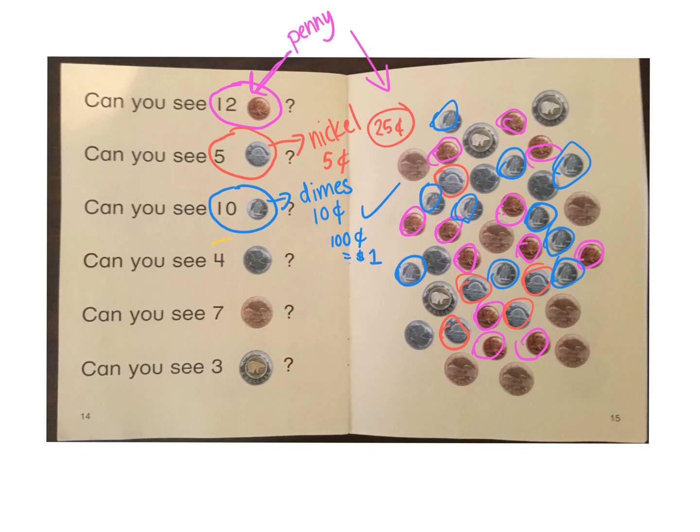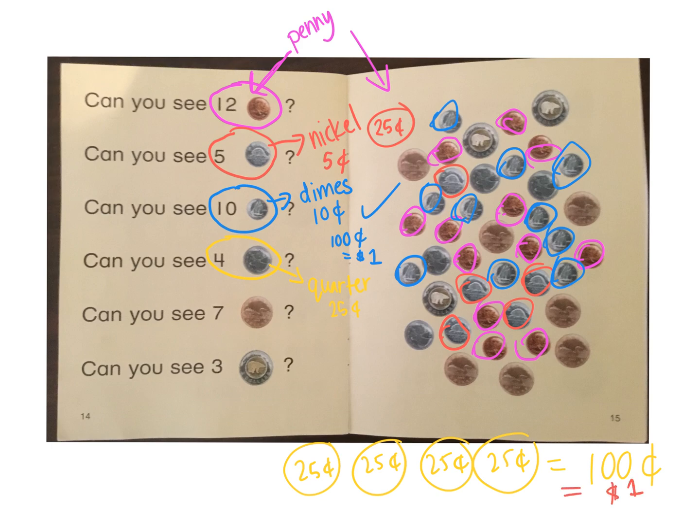Okay, so now we're going to see if we can find 4. What's the name of this coin? Quarter. And how much is a quarter worth? How many cents? 25 cents. Okay, if you have 4 quarters, how many cents do you have altogether? You have 25 cents. 100. Good. Plus 25 cents, plus 25 cents, plus 25 cents equals 100 what? Cents. And what does that equal to in dollars? $1. It's the same thing. 1 loonie, that's right. Okay, so let's circle the quarters.